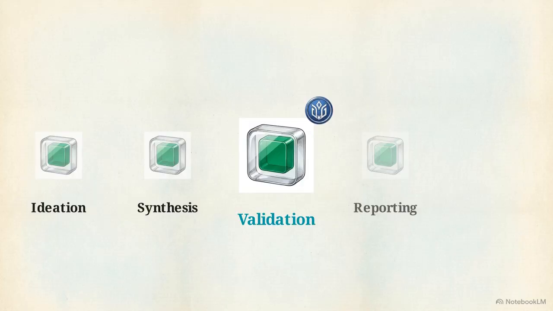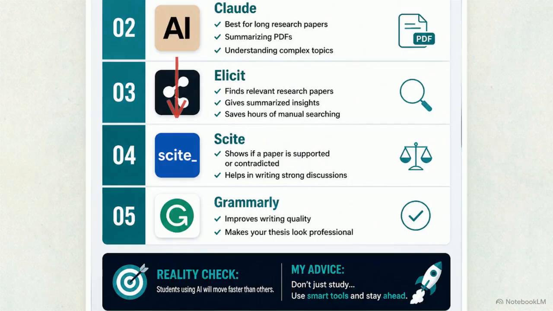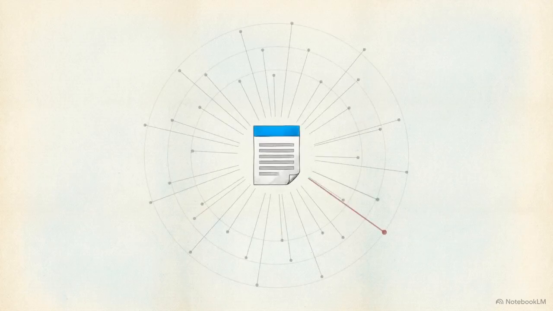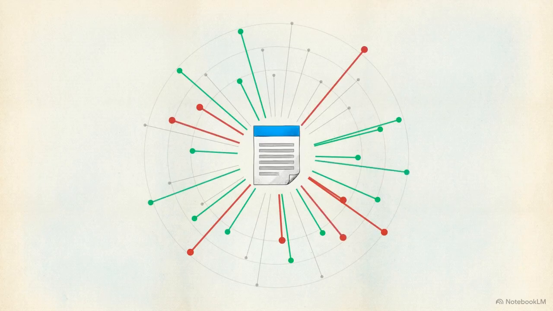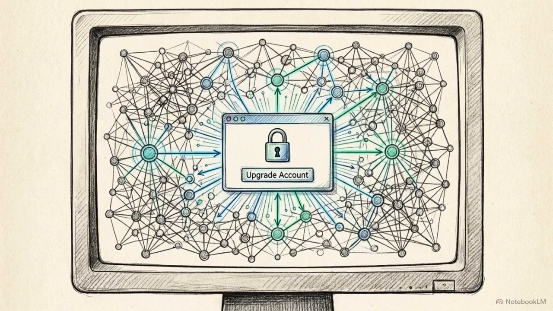Validation. This is where Scite steps in. As noted here, its specific function is to show if a scientific claim is actively supported or contradicted by subsequent literature. It does this by mapping smart citations, a metric that visualizes exactly how a specific paper has been referenced by other researchers. The catch is that Scite involves learning this complex, specialized metric system, and accessing its full database typically requires a premium subscription.